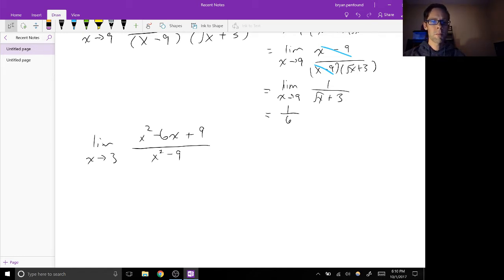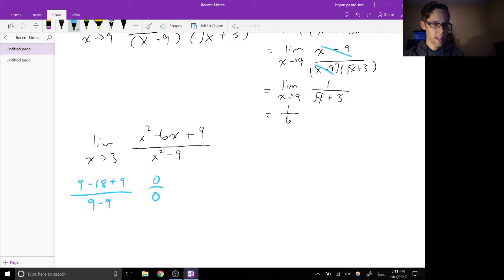Okay, let's work through one more limit together. Here we have x squared minus 6x plus 9 all over x squared minus 9. Again, I'm going to start by thinking about direct substitution. If I sub 3 in, I'm going to get 9 minus 18 plus 9, so my numerator is equal to 0. And my denominator is 9 minus 9, which is also 0. So again, I get the indeterminate form, 0 divided by 0. We need to think of some strategy to tackle this limit.